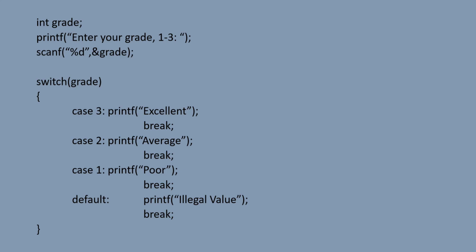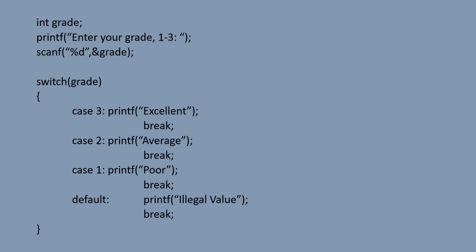Let's say the user inputted 1. The value of grade is 1. So it's going to search for case 1. It comes here, and case 3 doesn't match, so it's going to skip it. It's going to go to case 2 and skip it because it doesn't match. Once it finds case 1, it's going to execute these statements right here. So it's going to printf, print poor, and then break out of the statement.